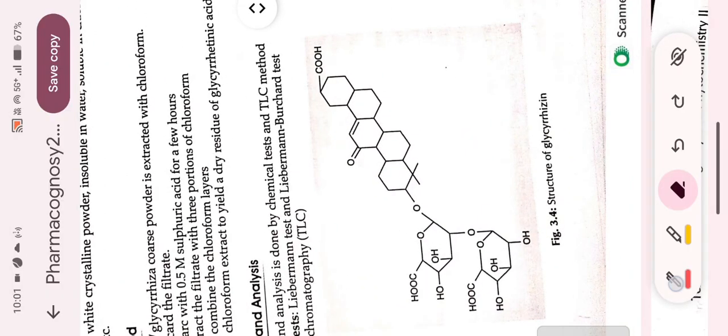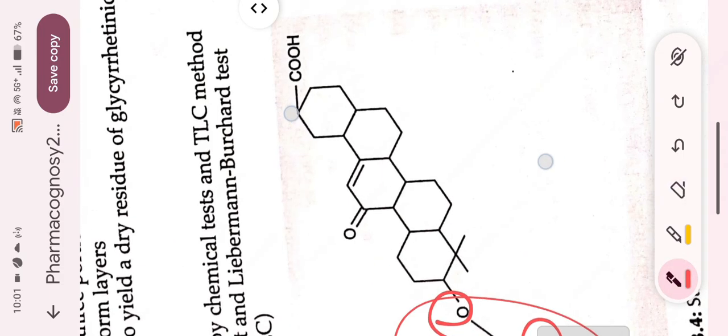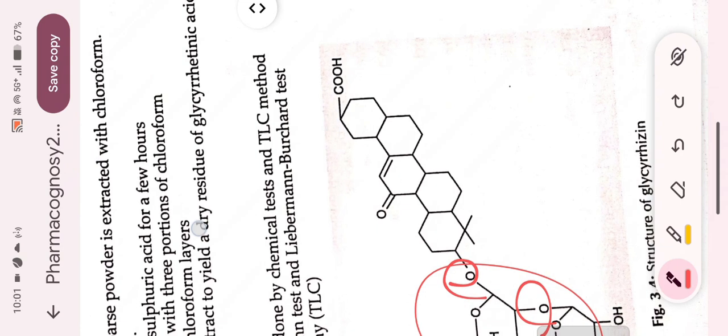Now coming to glycyrrhetinic acid. This is a triterpenoid. Triterpenoid is like 3 into 2, that is 6, so 6 isoprene units. This is separate. This is glucuronic acid. This is the bridge I was talking about in this video. So here we have to find where the things are.